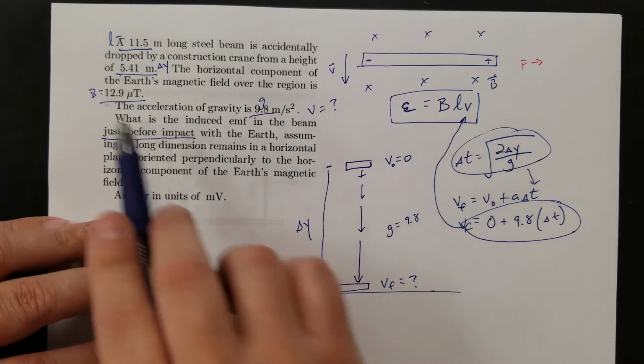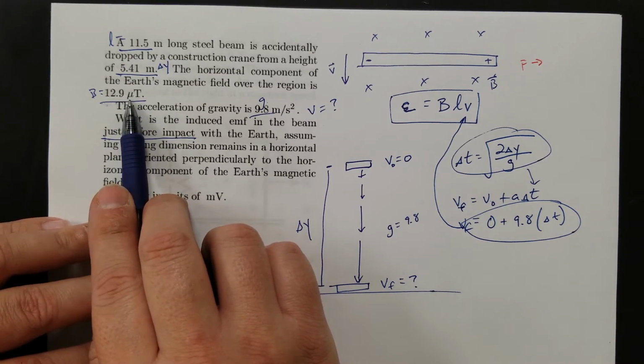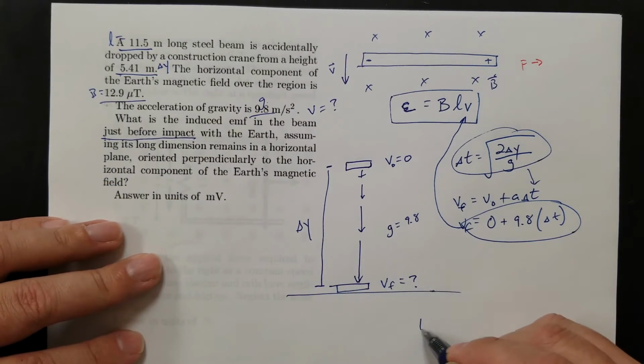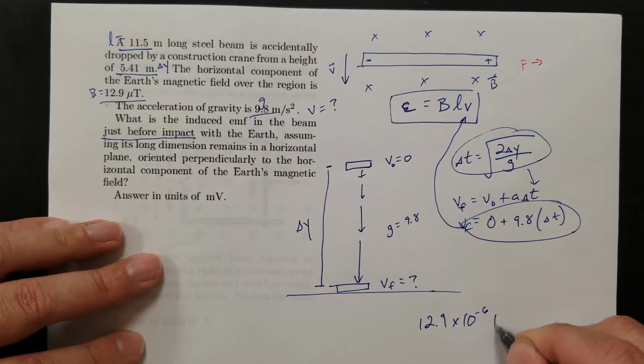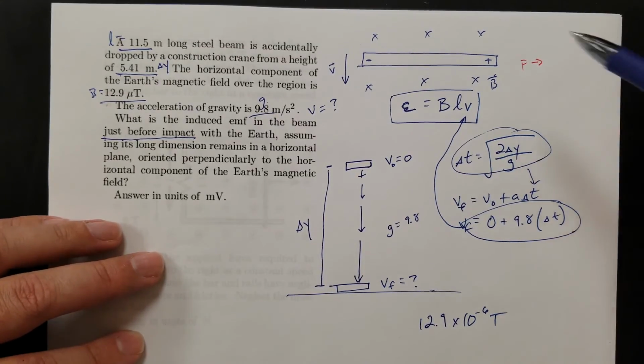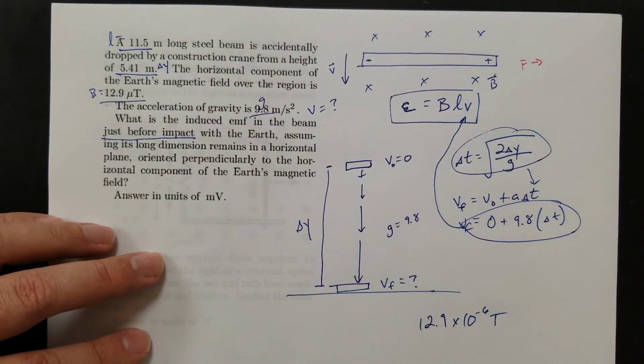You just have to be sure to convert your units correctly. This is micro Tesla, so it would be 12.9 times 10 to the minus 6 Tesla. But it's basically just a free fall problem before I can use my motional EMF equation. I've got to get the time first, then use time to get my final velocity, then take my final velocity to get EMF.